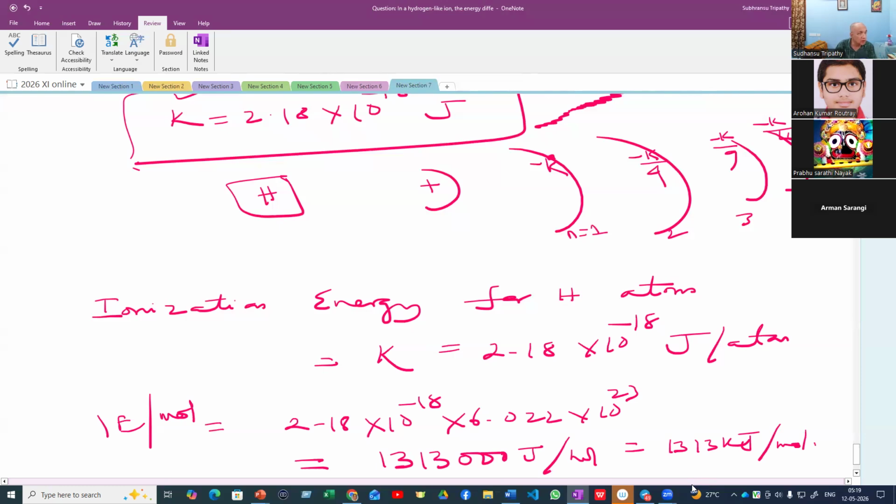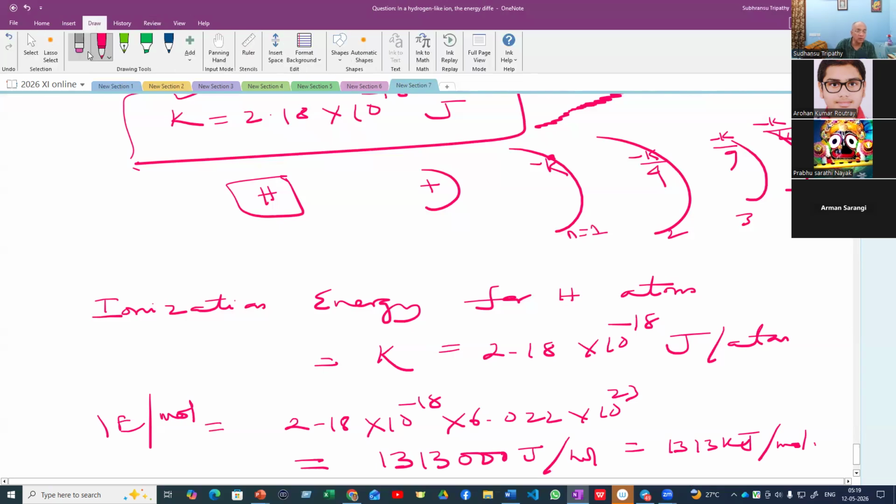Yes, sir. 1312 kilojoule per mole. Okay, keep it in mind, I will round it off for you. So let it be 12.